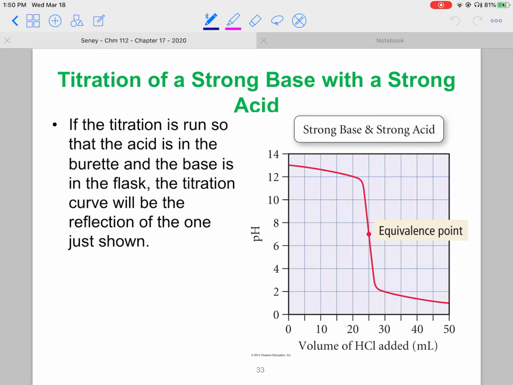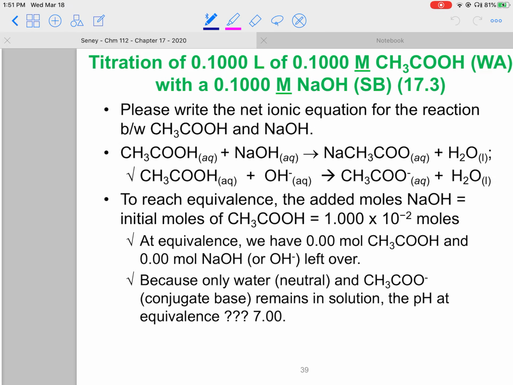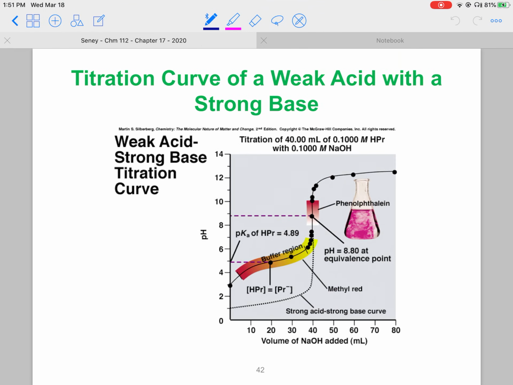Now here, when we have a strong base, so this would be what was in the flask. So we've got our strong base in the flask, and here we've got our burette, and that has our strong acid in it. And for this particular one, you again see that the equivalence point is 7, and it should be because we have a strong base and a strong acid. I'm going to move us ahead for a moment so you can see the graph part.